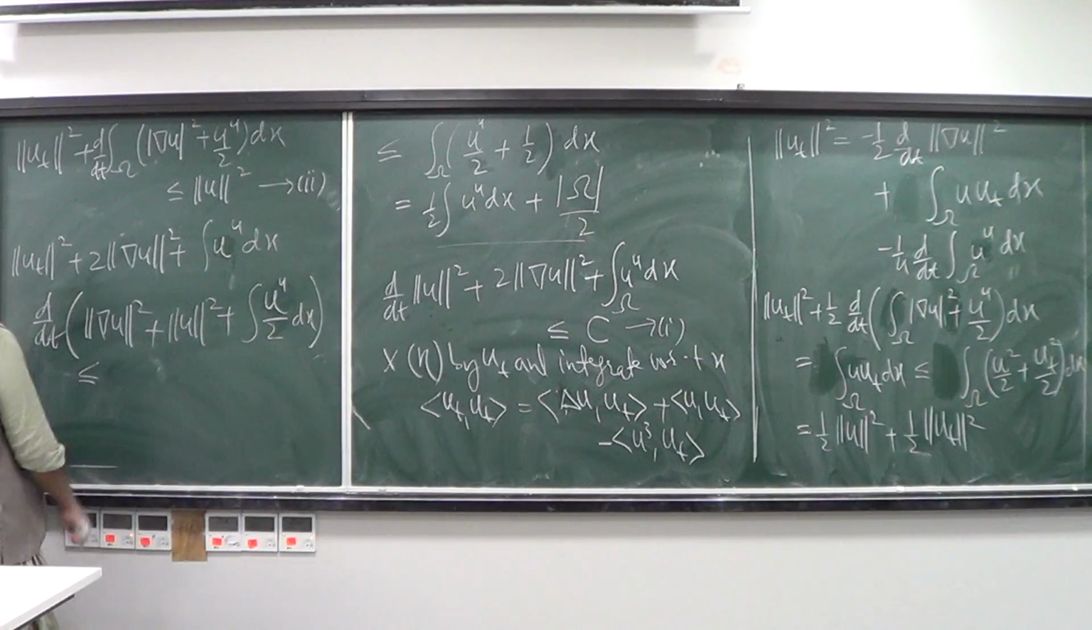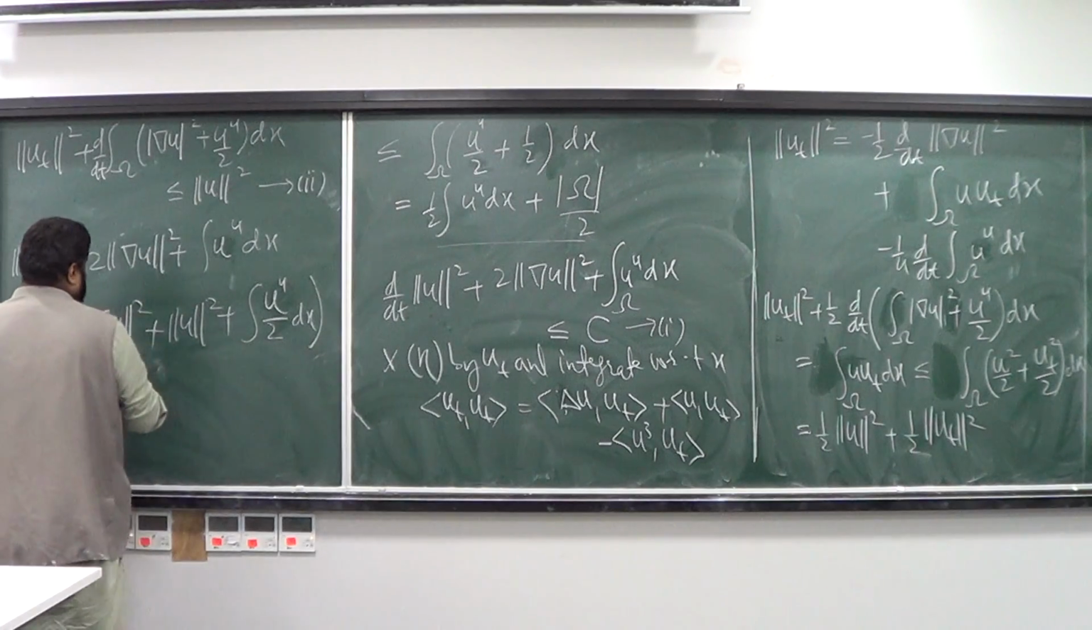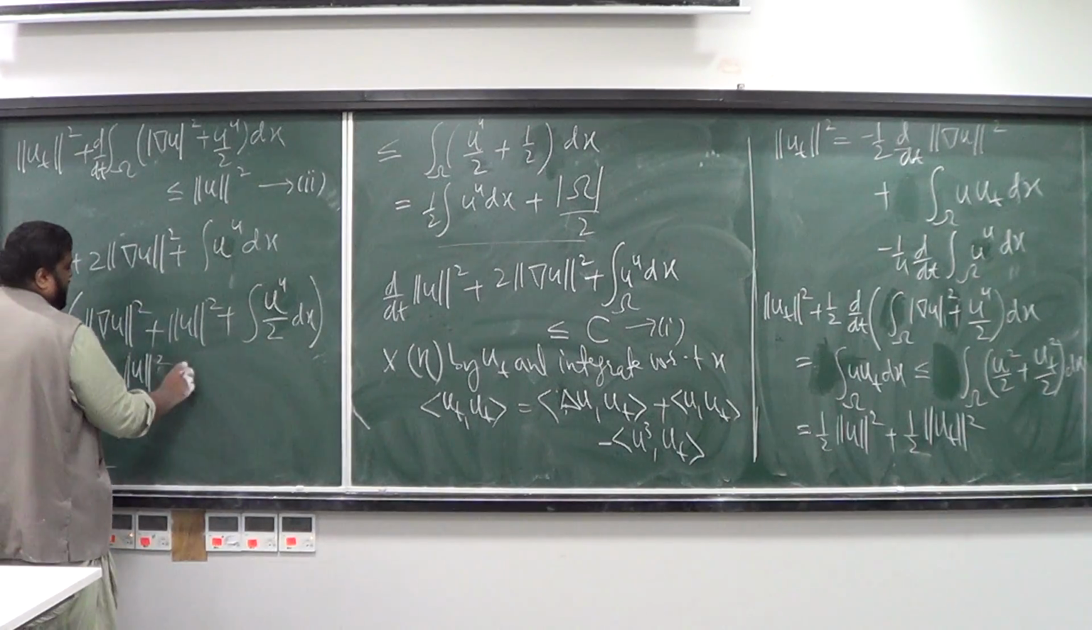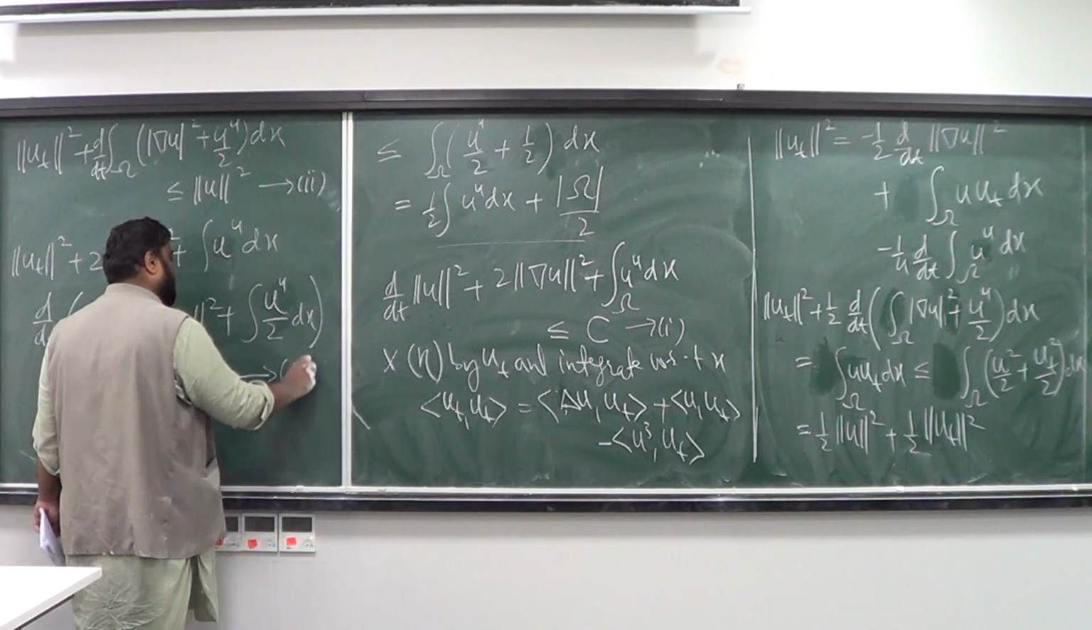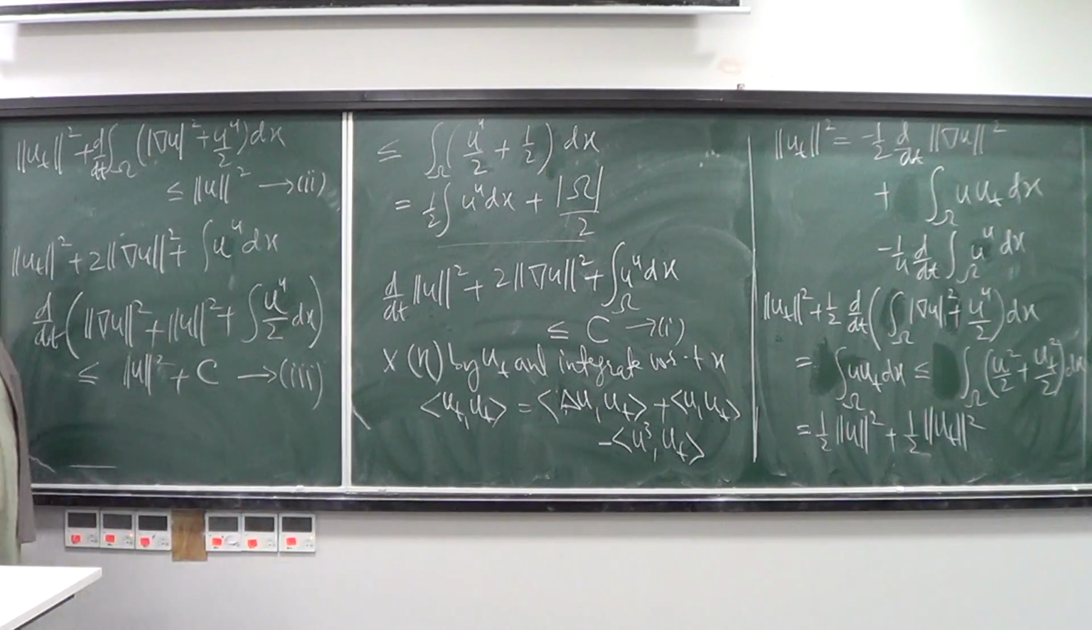And this is less than or equal to the norm of u square plus the constant c. So let's call this equation number 3 actually. Okay, inequality number 3. This is what it is. Now, in order to have the H2 estimates of the solution, let's do one more step.